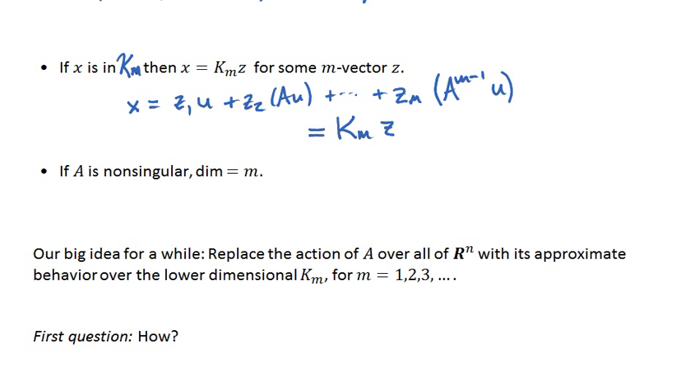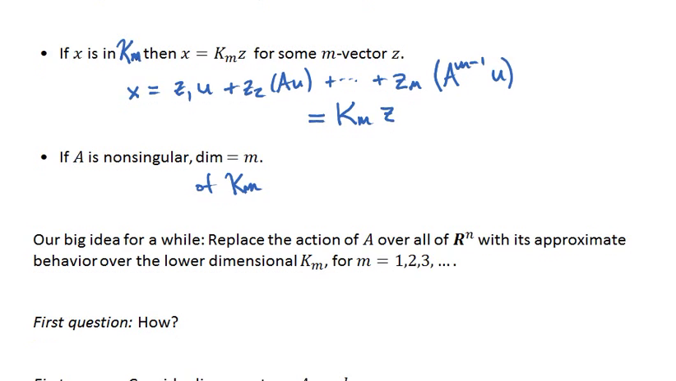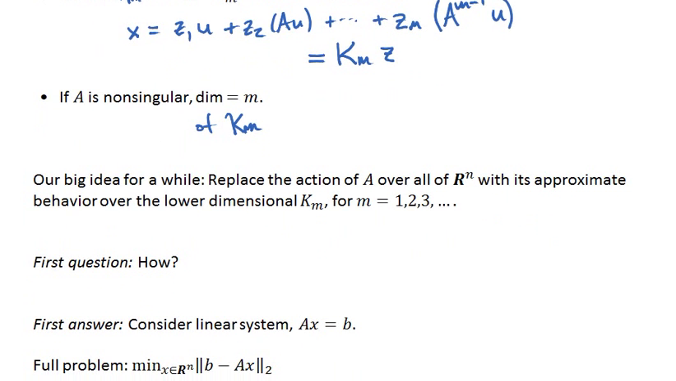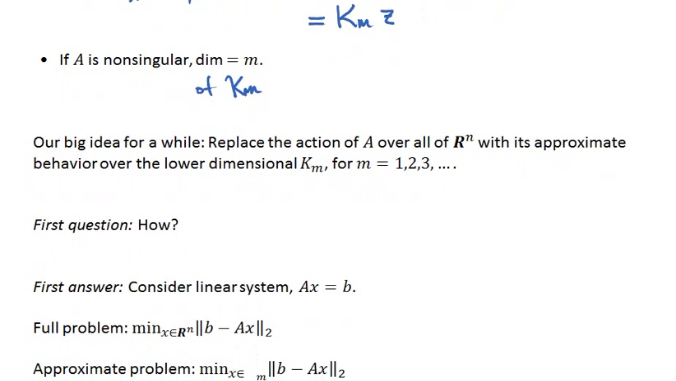Okay, and then finally, if A is a non-singular matrix, then the dimension of the mth Krylov space is exactly m. So the big idea that we're going to be working with is we have this big matrix A that operates over a huge dimensional space, R^n. What we're going to do is approximate this by something lower dimensional that we can handle. And the lower dimensional space that we're choosing is the space Km.